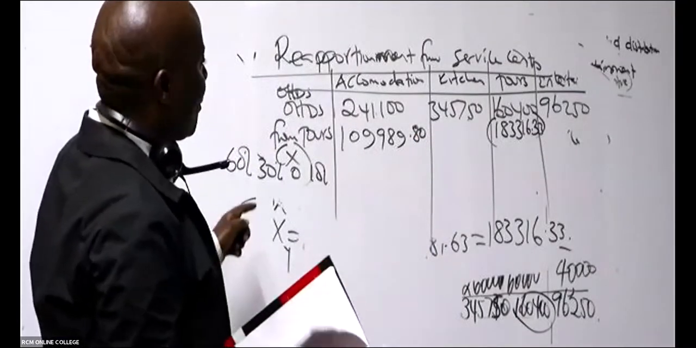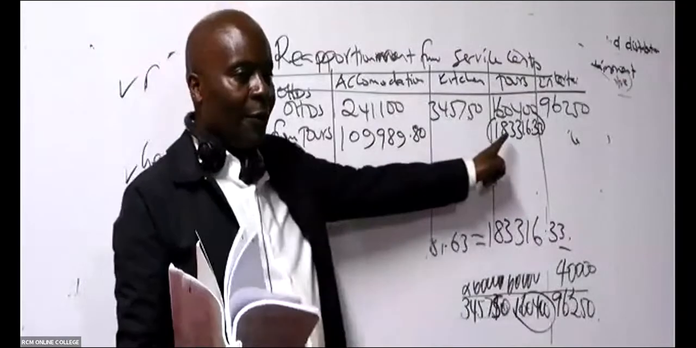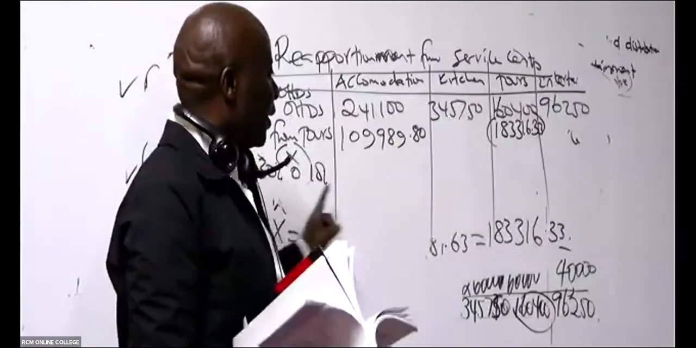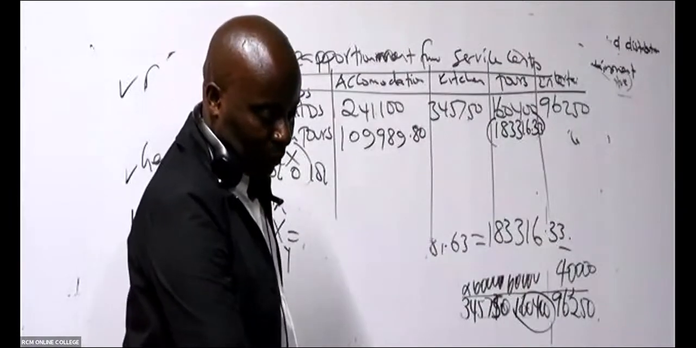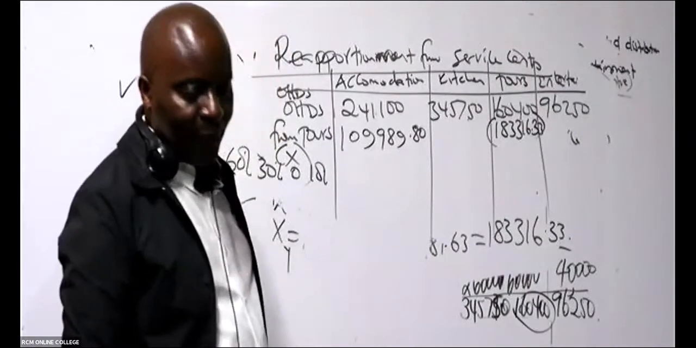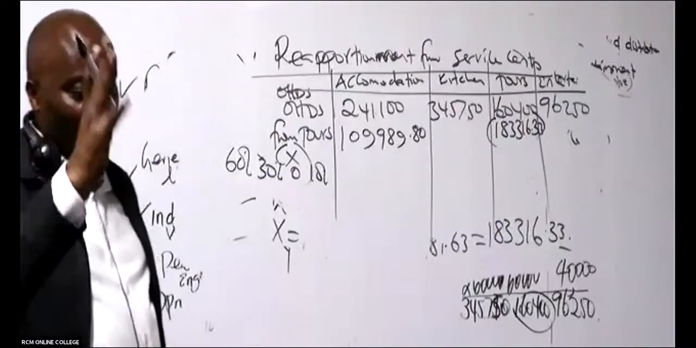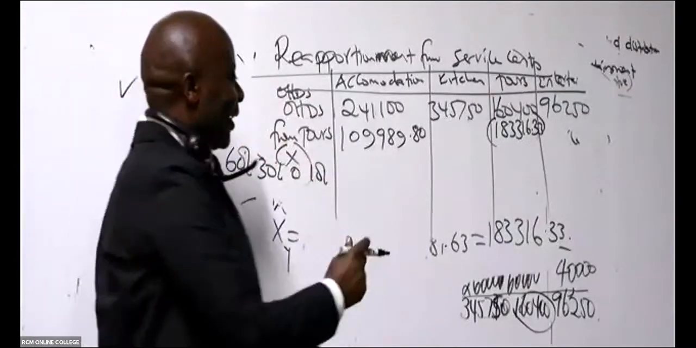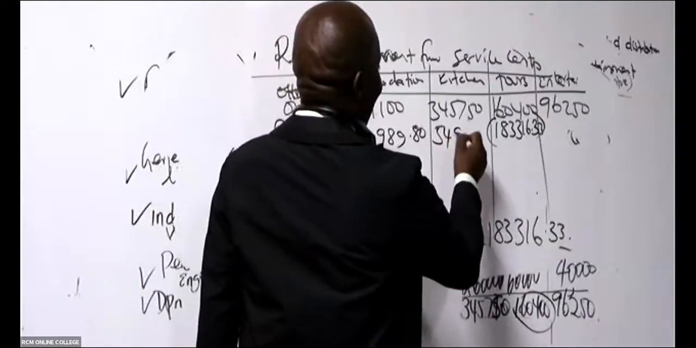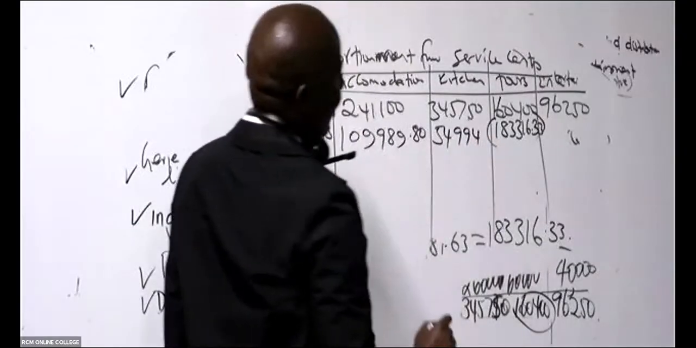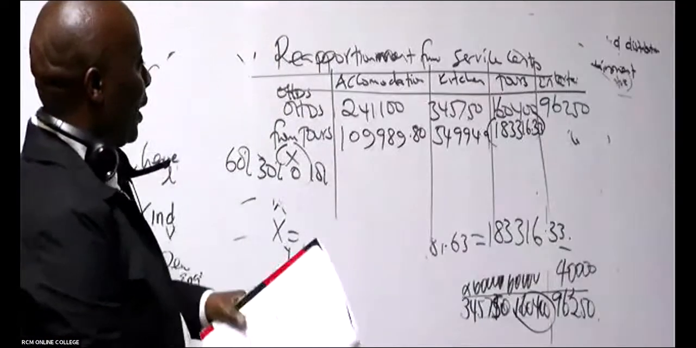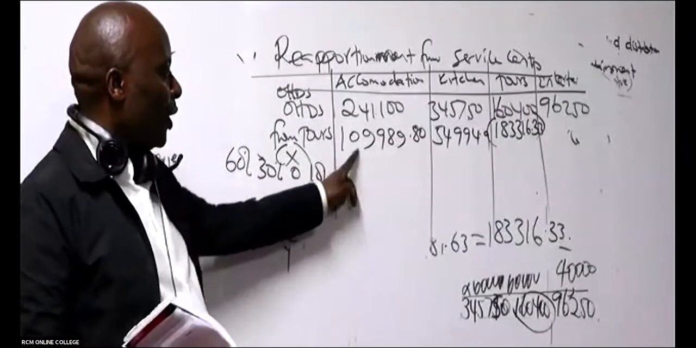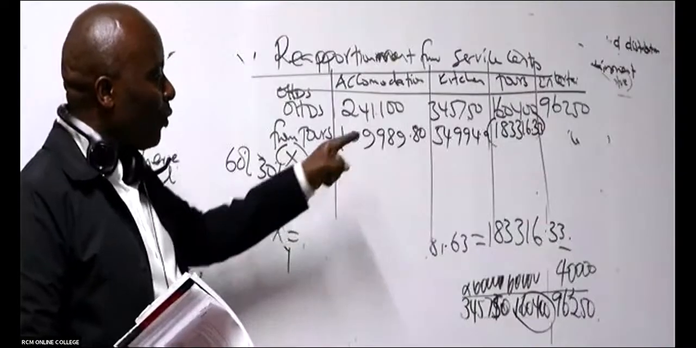And then we have 30% of this figure. How much are we getting? 54,994.9. Then lastly, we have the last department, which will be 10% of this figure. 10% of our 183, I mean.